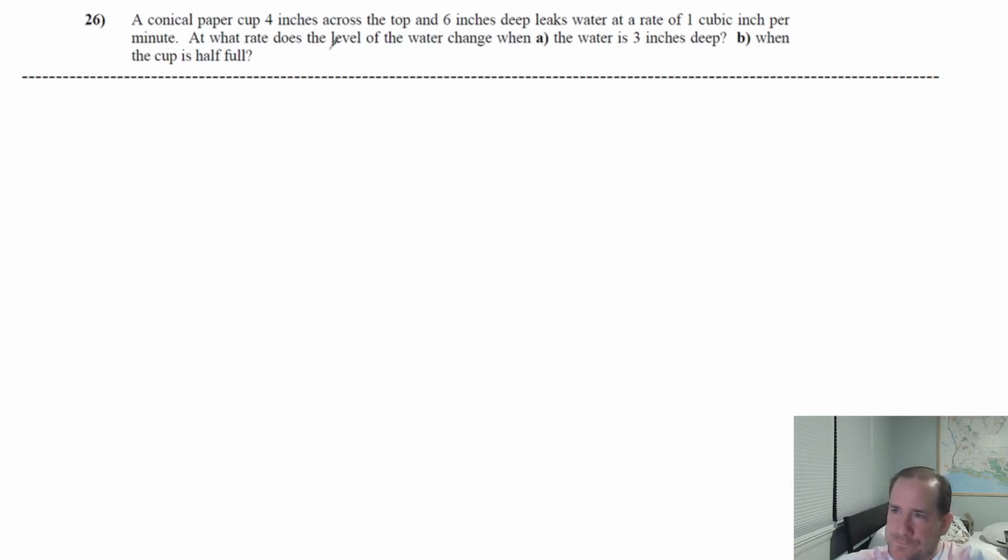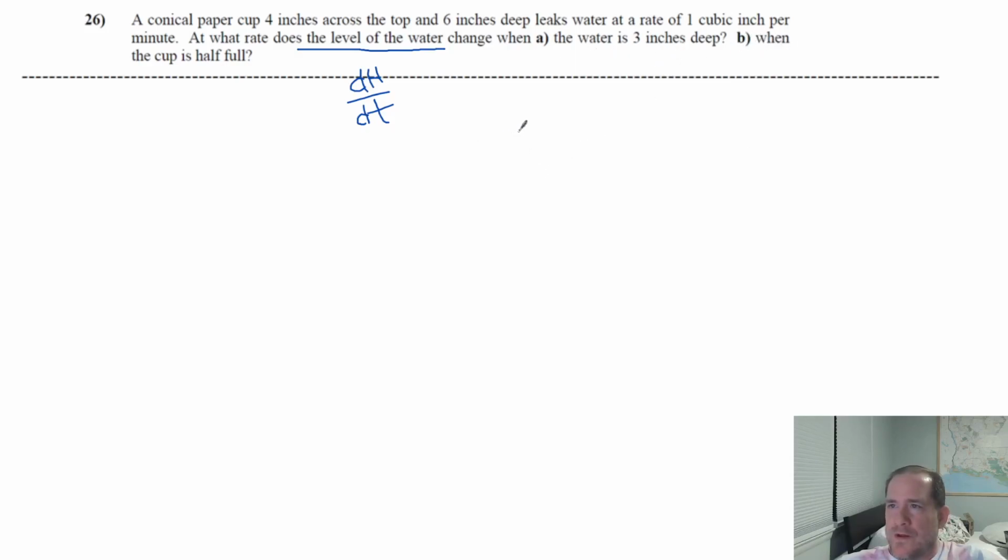Oh my god. And at what rate does the level of the water rise? Guess what that is? That's dH dt. And guess what that means? It means I'm not doing this problem again because it's the same. I guess I will say the part B is weird. Part B says when the cup is half full.